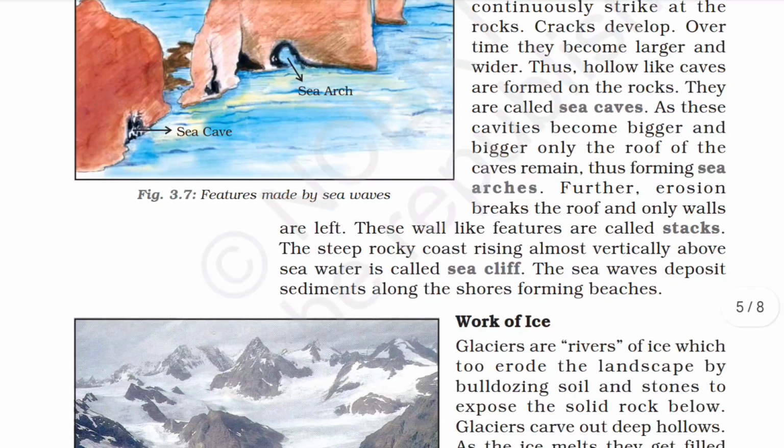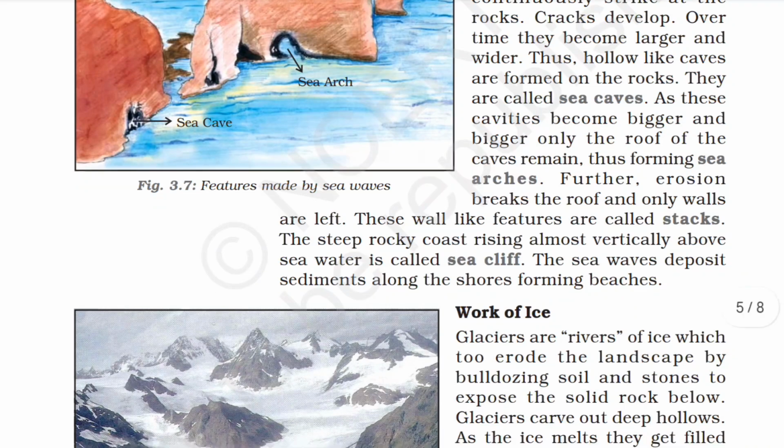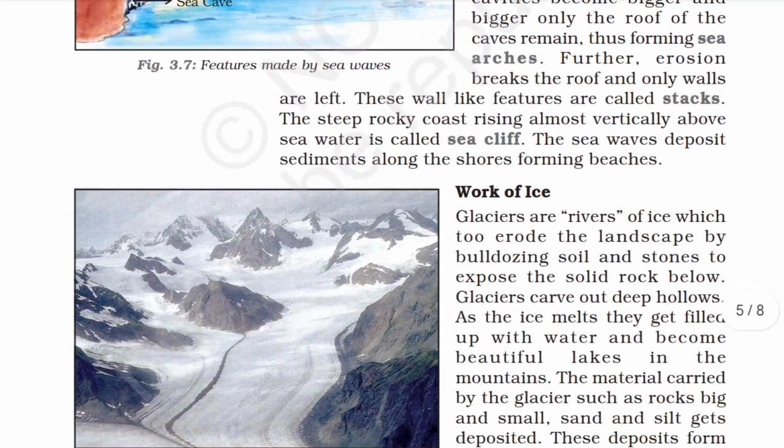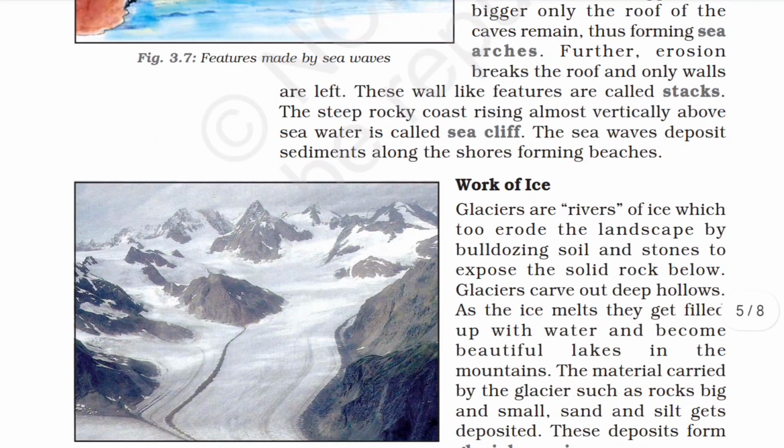As these cavities become bigger and bigger, only the roof of the cave remains, thus forming sea arches. With further erosion, only wall-like features are left. These are called stacks. The steep rocky coast rising almost vertically above the sea water is called a sea cliff. The sea waves deposit sediments along the shores, forming beaches.